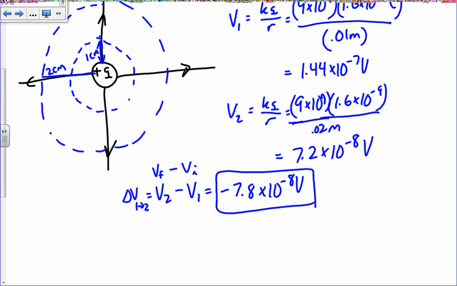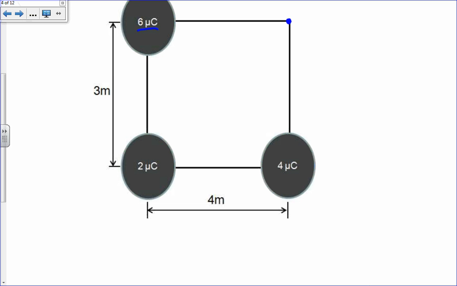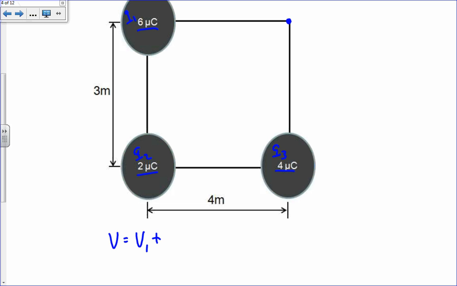All right, find the electric potential, taking 0 at infinity, at the upper right corner. That is at this point, with these charges. Remember, potential is a scalar quantity. So if I want to find the potential at that particular point, I just need to find the potential due to this charge, and this charge. I'll call them Q1, Q2, and Q3. So V is going to equal V1 plus V2 plus V3.